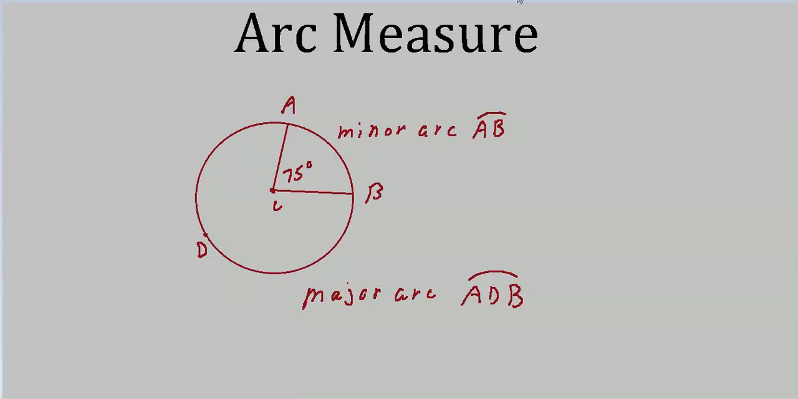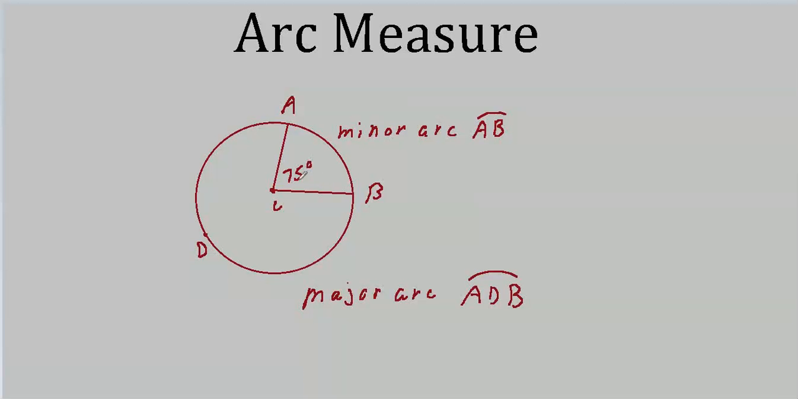Hello. Today we're going to take a look at arc measure. And of course, in mathematics, the first thing we have to do is define our terms and label them. Minor arc. That's this curve here. It's the part of the circle that goes from this radius to this radius and forms an angle.